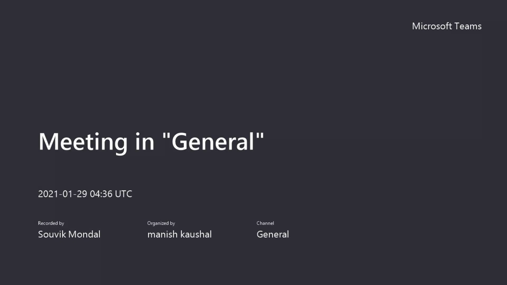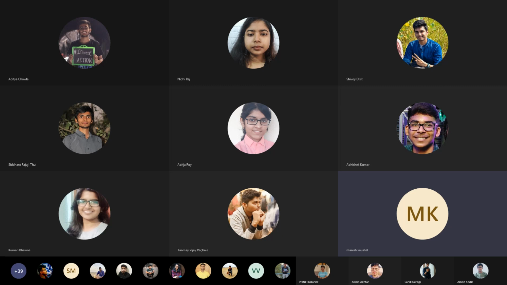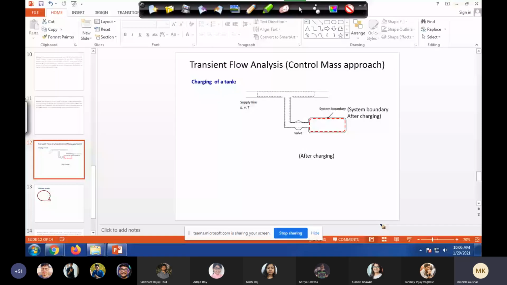Let's see the control mass approach. We are filling a tank from a supply line, which is a very practical problem because an LPG cylinder or whatever compressed gas you see is connected to a flow line, and then this cylinder is getting charged with that gas. So that's why it's a very practical process.